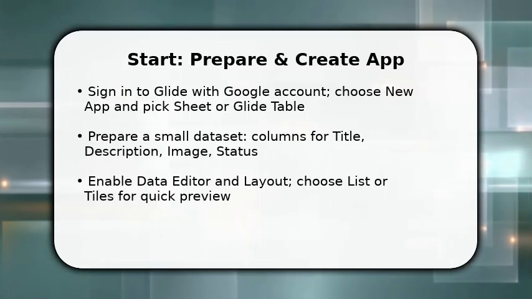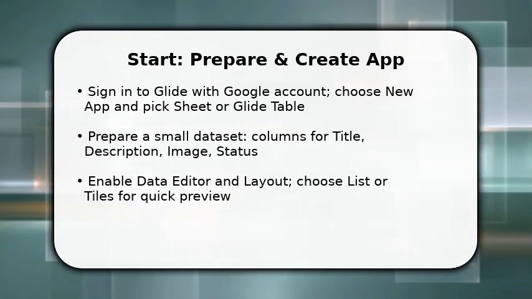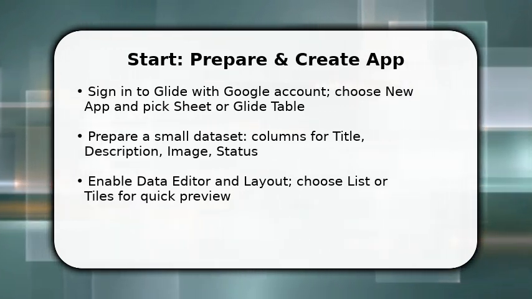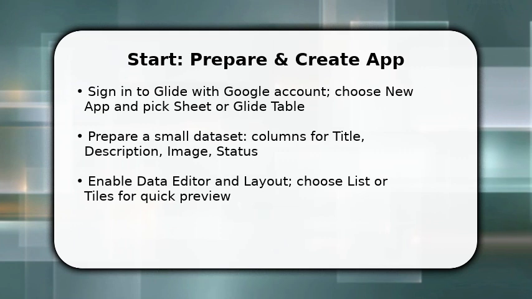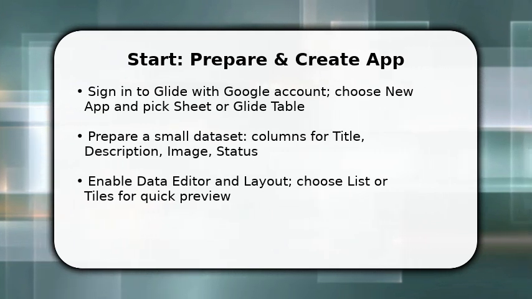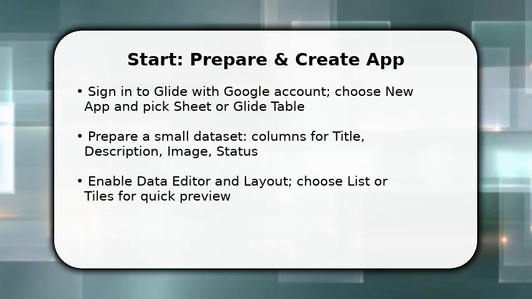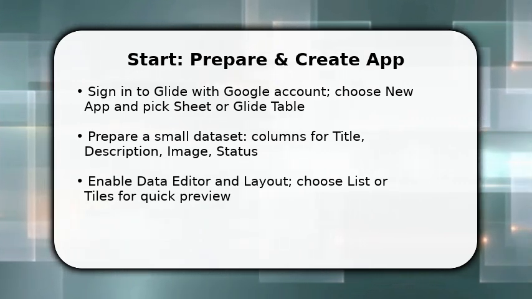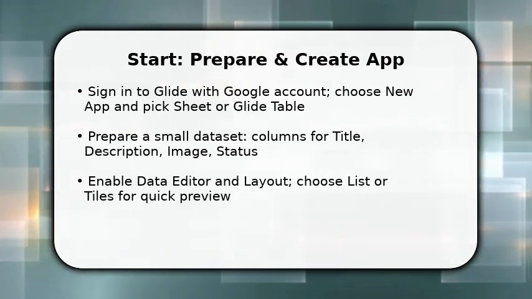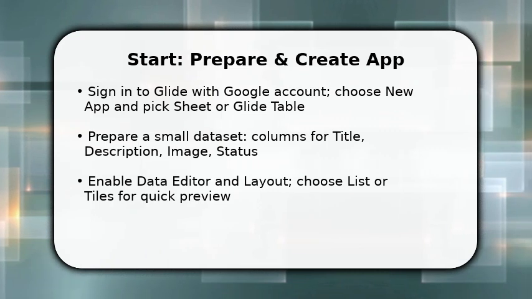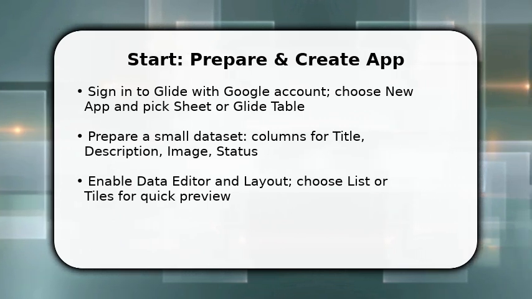You're going to start building now. Sign into Glide with your Google account and create a new app. Pick an existing Google Sheet or a Glide table so your data flows instantly. Once created, open the data editor and confirm columns: title, description, image, status. This ensures components map cleanly. Next, switch to layout and choose list or tiles so you see real records as you design. By starting with actual data, you avoid layout guesswork and speed up the first working prototype.